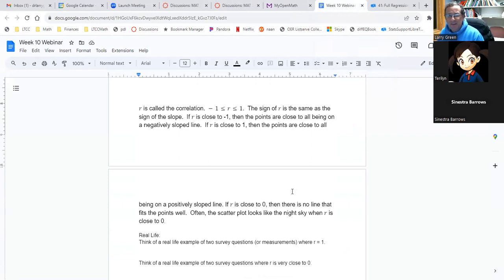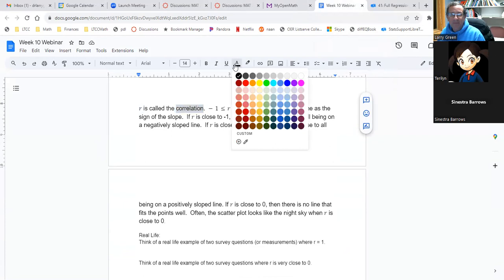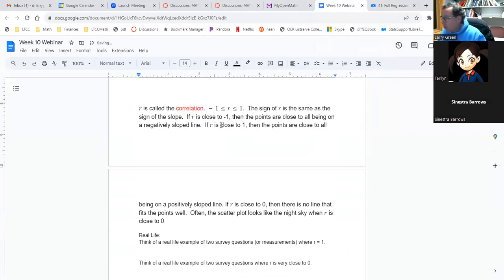All right, so let me give you a formal definition-ish of R, somewhat formal. So R is called the correlation. Maybe I'll put that in red because it's that important. So correlation is an important word. You've probably heard it before, but didn't really completely understand what it meant. And by the way, you won't completely understand what it means at the end of today either, because you need to have a lot more math to fully understand it, but you can get a better idea than you had before. R is always a number between -1 and 1.